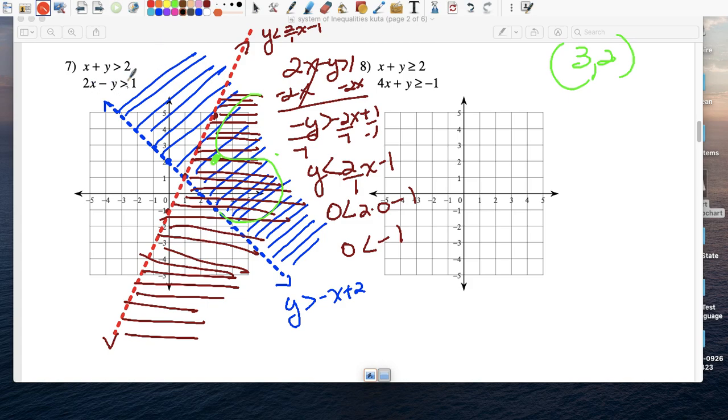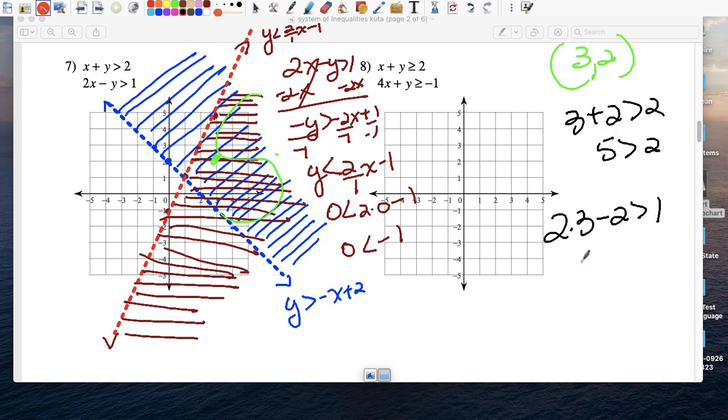And I'm going to replace it in both inequalities. The first one I get 3 plus 2 greater than 2, and that indeed is true. And the second one I get 2 times 3 minus 2 greater than 1. 6 minus 2 greater than 1, I get 4 greater than 1, which is also true. So we know that we did this correctly.